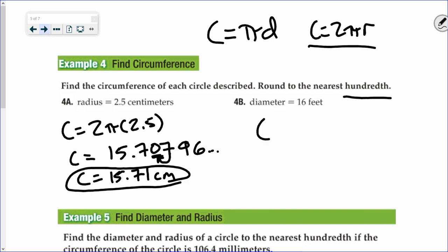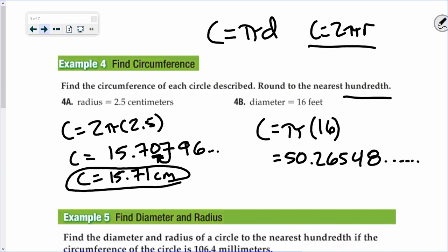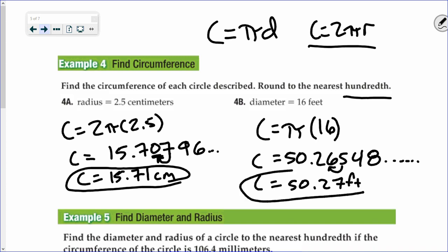Right? And the next one, we'll use C equals pi times diameter. We're given the diameter. So C equals pi, in this case, we'll keep 16. We've got diameter. So on your calculator, use pi times 16. And you get 50.26548. Keeps going on. And we want the nearest hundredth, so 2 decimal places. A 5, we got to round that up. So 50.27, units here. That's how you can find circumference of a circle using those 2 formulas.